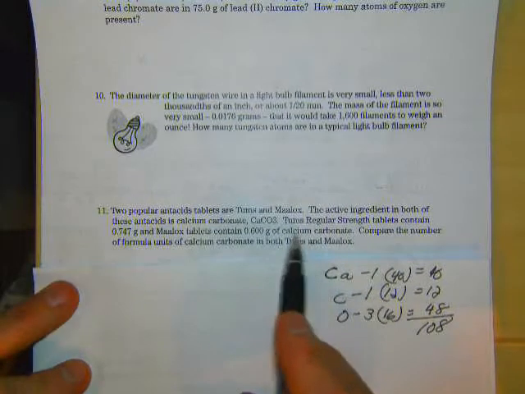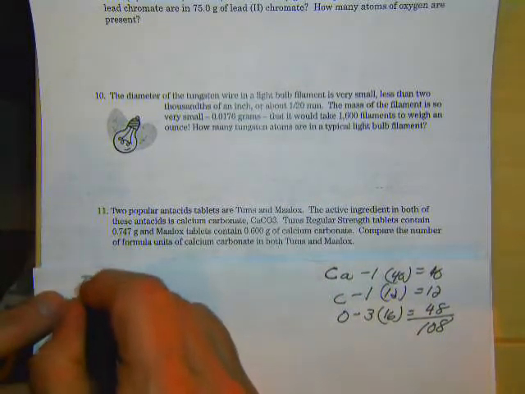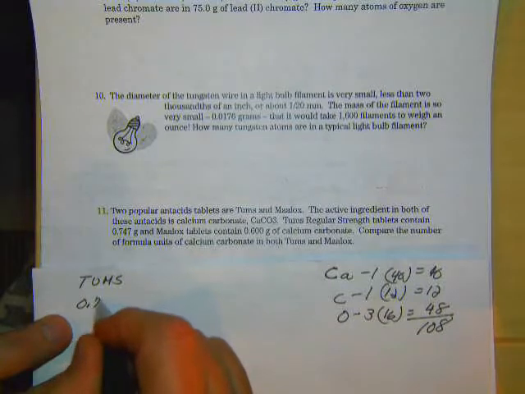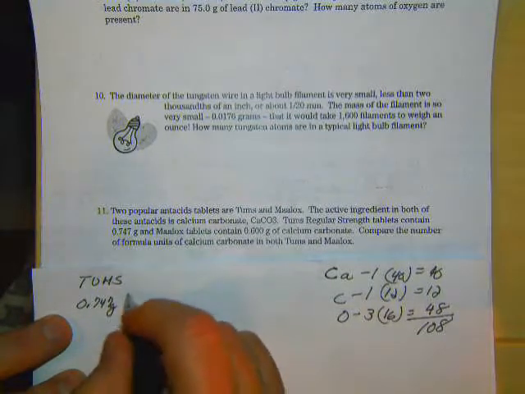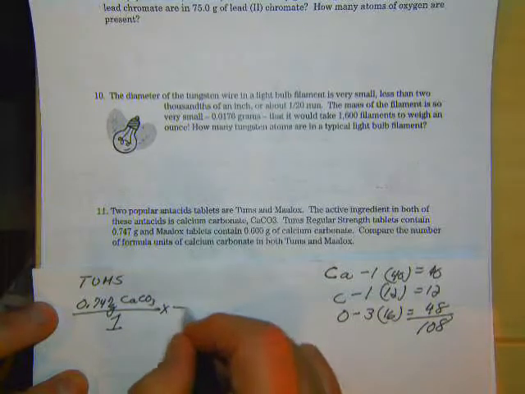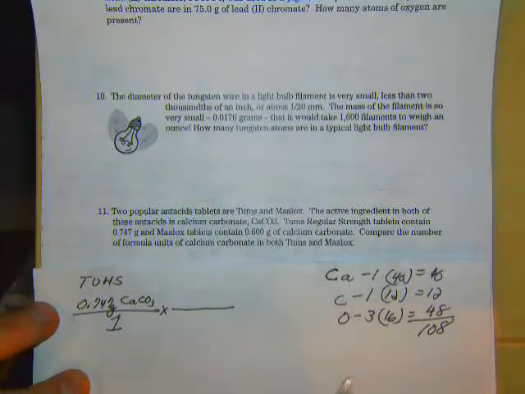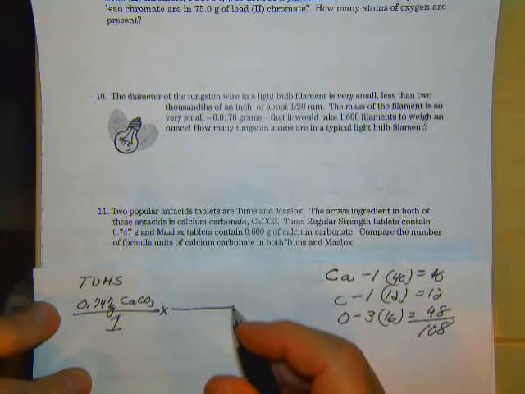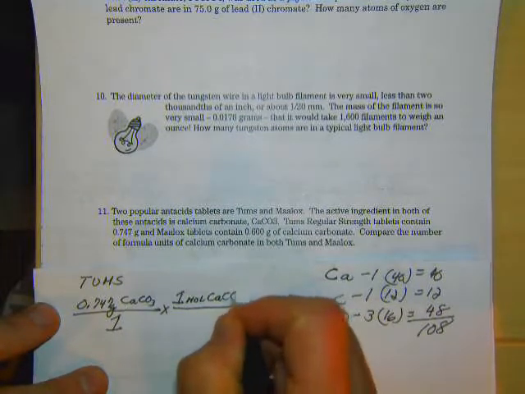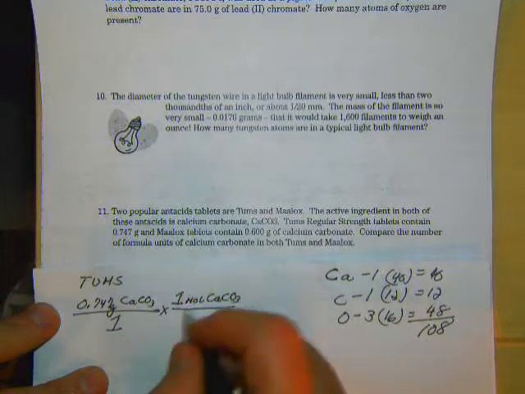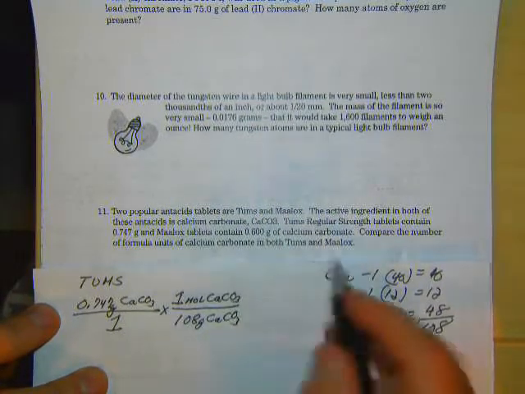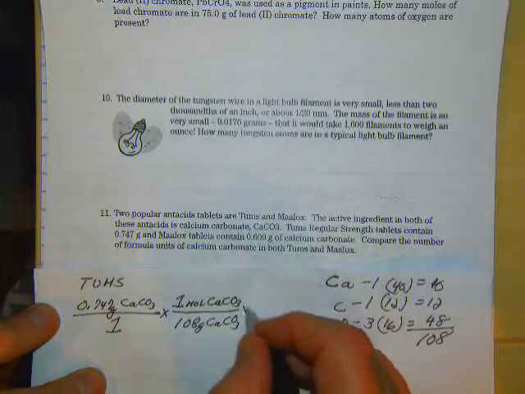Alright, so we've got Tums. I guess we'll just put Tums up here. And we've got 0.747 grams of calcium carbonate, CaCO3. And first thing we got to do, we got to change it to moles. Moles is what we need to change things to work with anything. So 1 mole of CaCO3 is 108 grams of CaCO3. Alright, but we want to know formula units, so we're going to have to use Avogadro's number here.